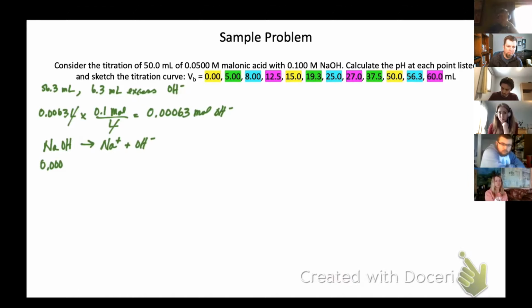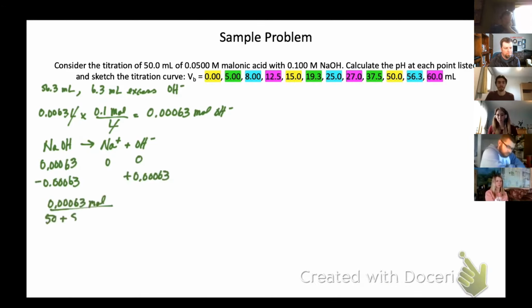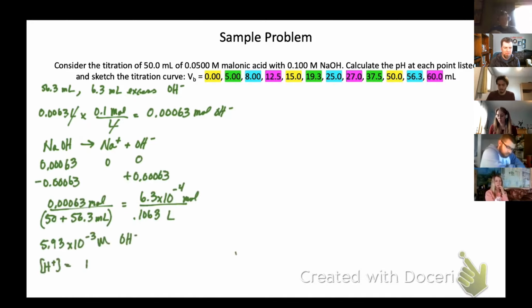So I have 6.3 milliliters of excess times the concentration. We end up with a number of moles. Then I'm going to set up a simple accounting table here again. Notice that all of my sodium hydroxide dissociates to form hydroxide.